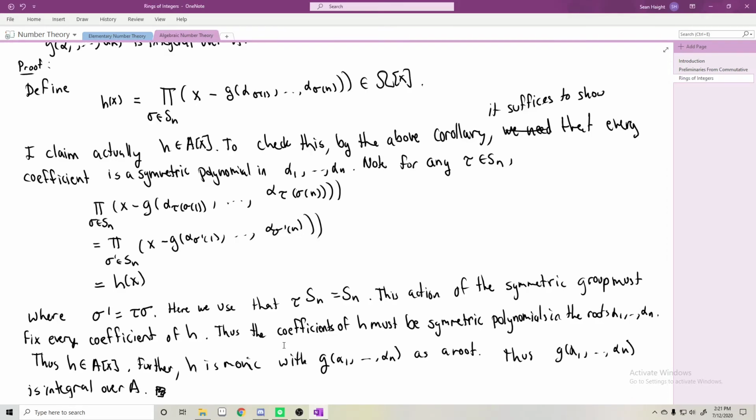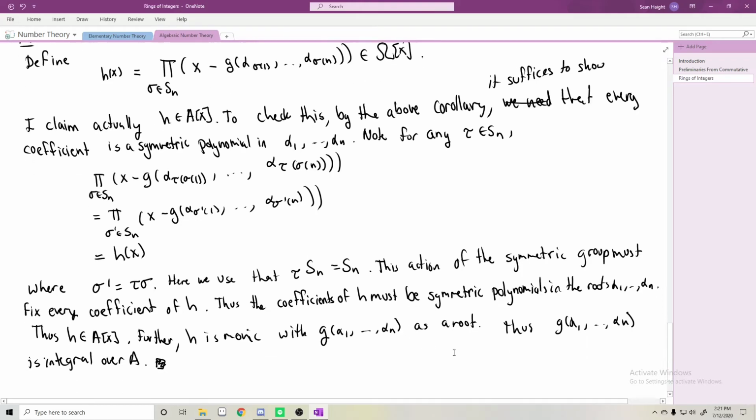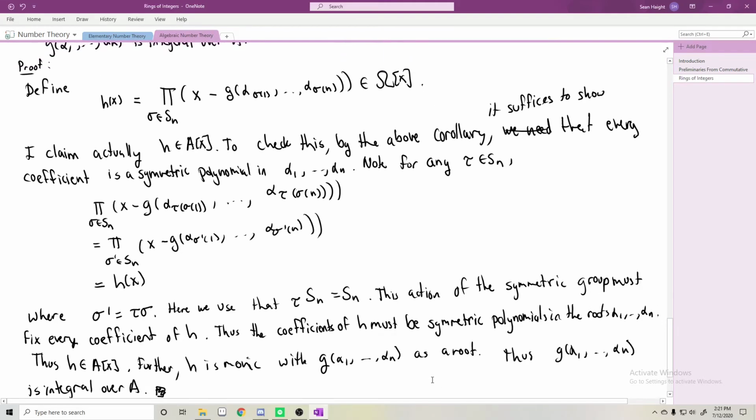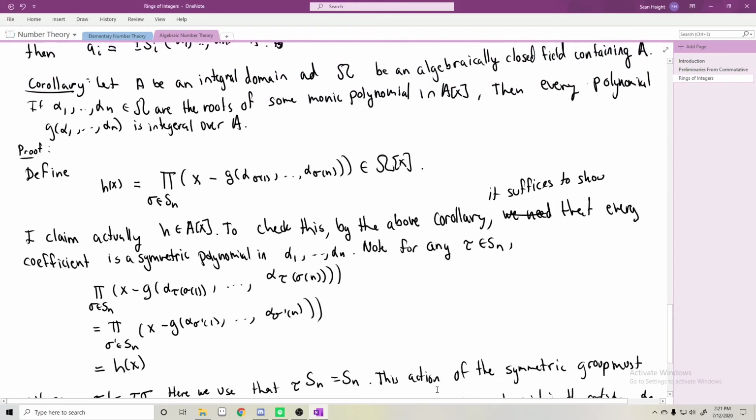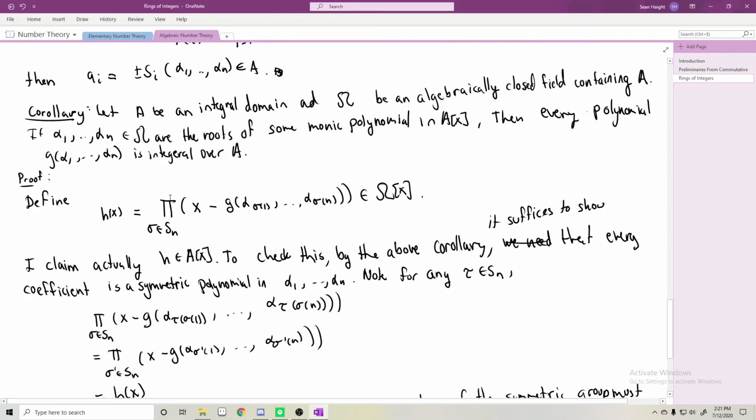What do I want to say here? Just to kind of recap the proof idea, essentially I guess the main difficulty is cooking up this polynomial that has g as a root and coefficients in A. And the way you do this is you kind of average over the symmetric group, which forces the coefficients to be symmetric in the roots.